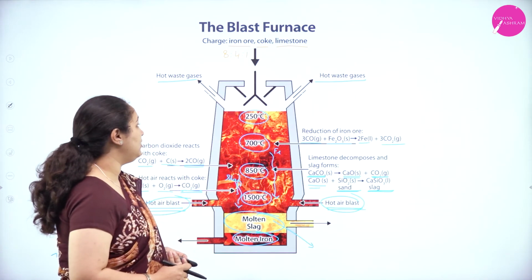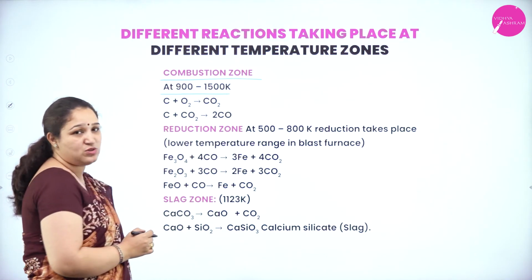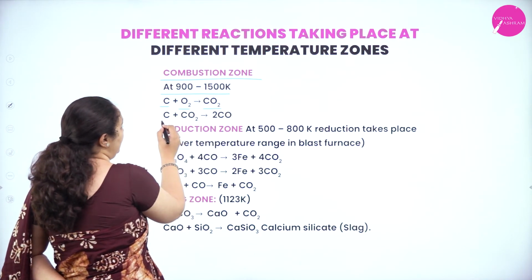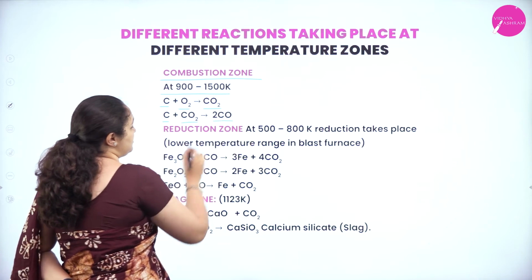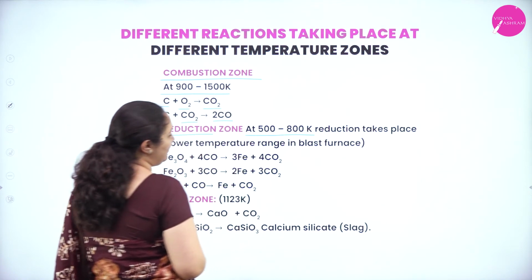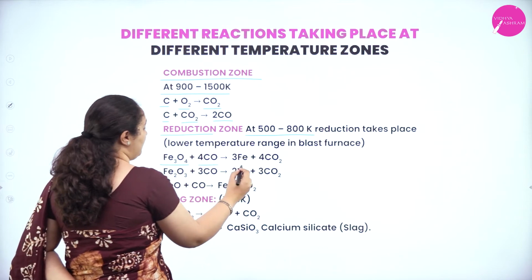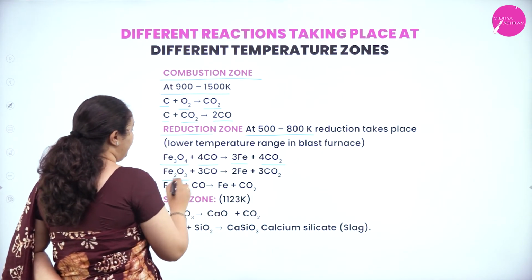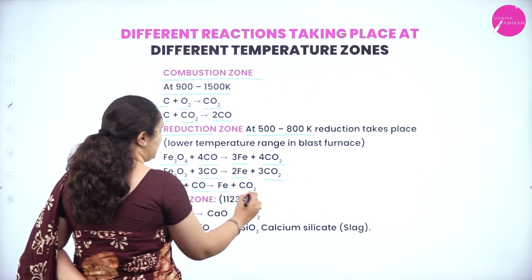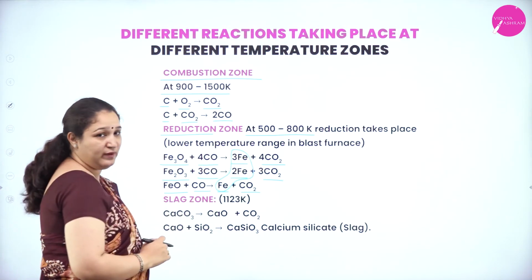Now the equations according to the zones are like this. First, in the combustion zone, that is at 900 to 1500 Kelvin, we have carbon with oxygen forming carbon dioxide, and carbon, more coke, with carbon dioxide forming carbon monoxide. Next, we have the reduction zone, between 500 to 800 Kelvin, where reduction takes place. So we have Fe3O4 with carbon monoxide giving iron and carbon dioxide, Fe2O3 with carbon monoxide giving iron and carbon dioxide, and FeO with carbon monoxide giving Fe and carbon dioxide. All of the iron that is formed will start moving down.